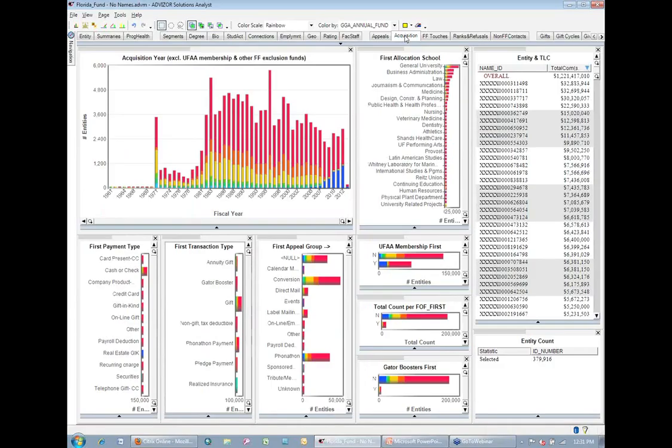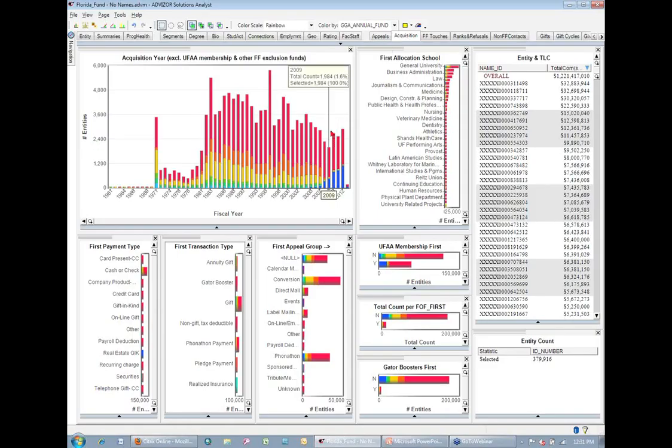We have an exclusion here for anybody who's given exclusively to or first to the radio station or to athletics, or to the Alumni Association. If they've given to those three areas, they're not considered acquired by the annual fund. So you'll notice that when I select some of the things, people will look like they've given something before, but really they only gave to those three areas before.